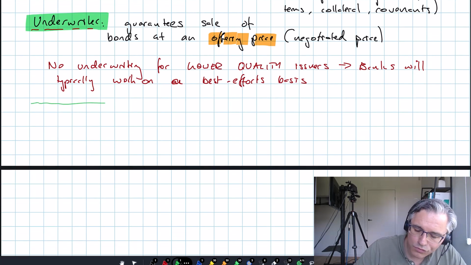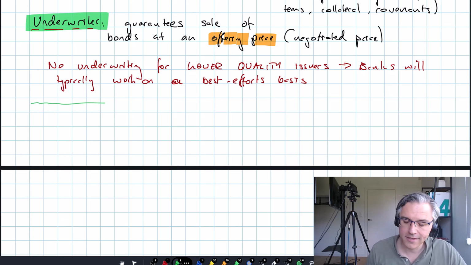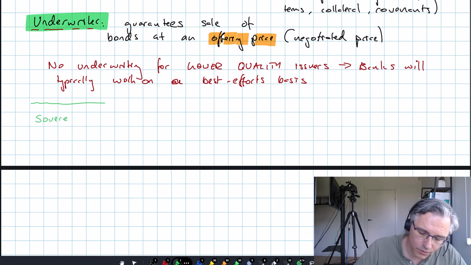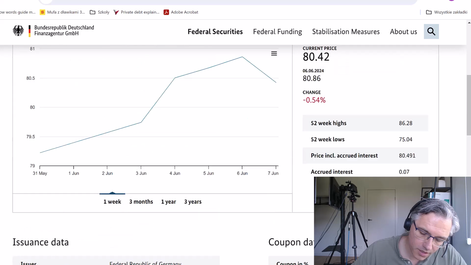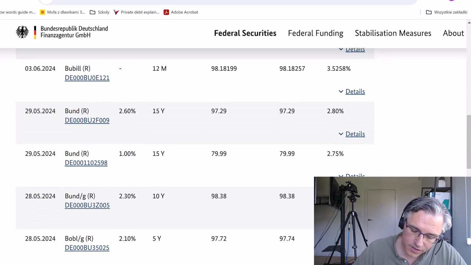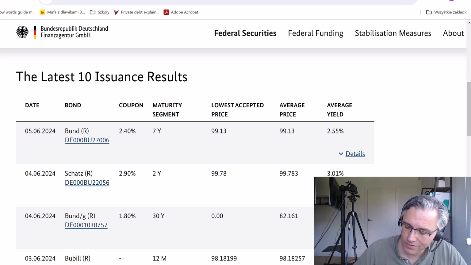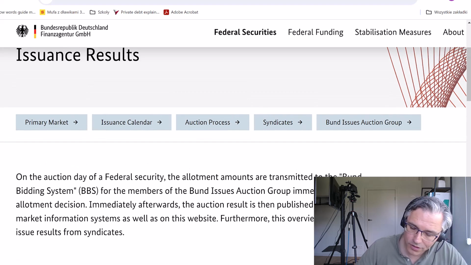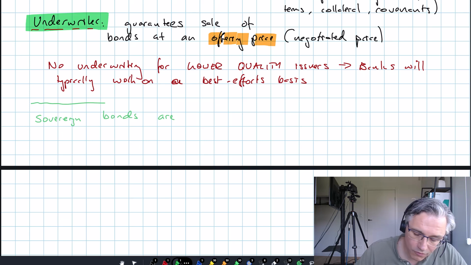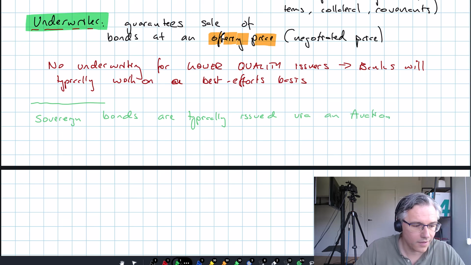And just like you saw a moment ago with the German finance agency, in the case of sovereign issues or sovereign bonds, those are typically sold via an auction process. There was a reason why over here, if I go back, you'll see that this shows the latest 10 issuance results, which are done via an auction process, hence mention here of an auction date. So the sovereign bonds are typically sold or issued via an auction, and we'll discuss that in a separate video concerning sovereign issuers.